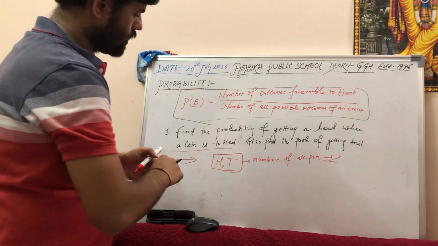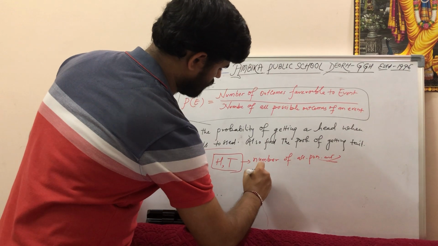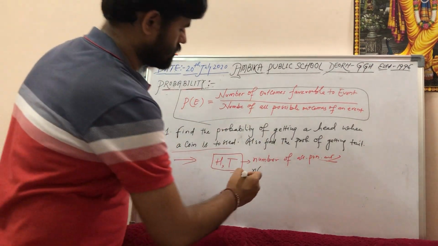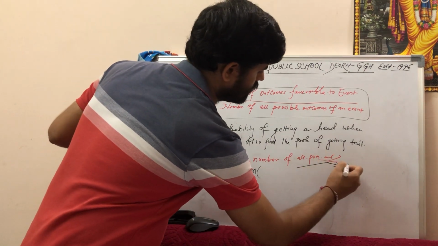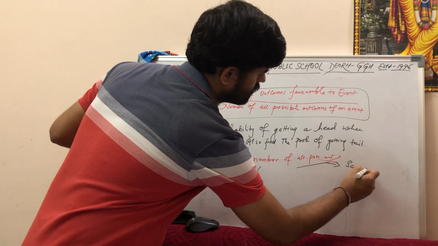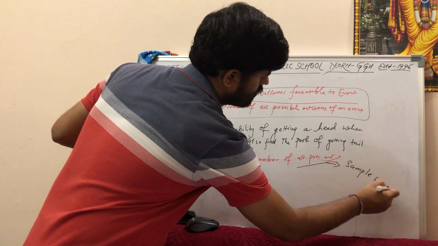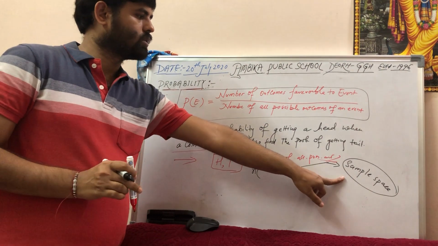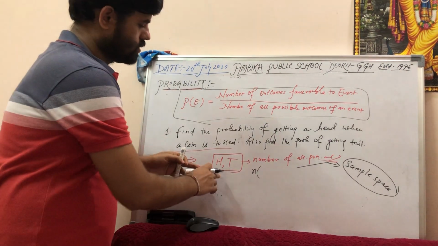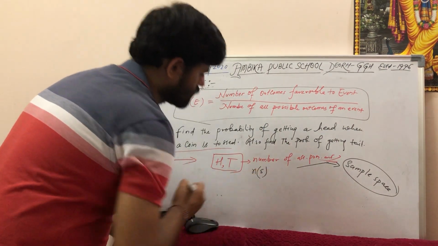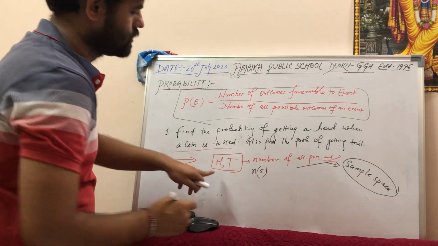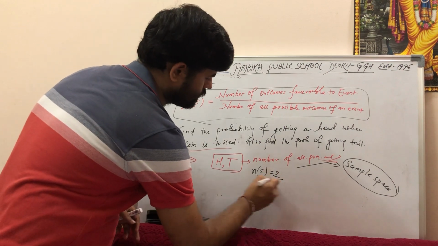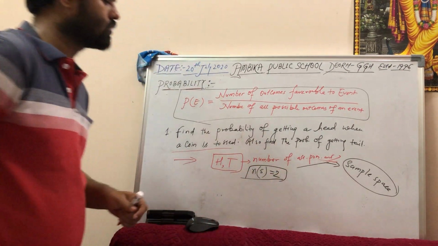We also call the set of all possible outcomes the sample space. You will see this in higher classes. So the number of elements in the sample space is written as n of S. n of S equals what? Either head or tail, so 1 and 1, 2, right? n of S equals 2.